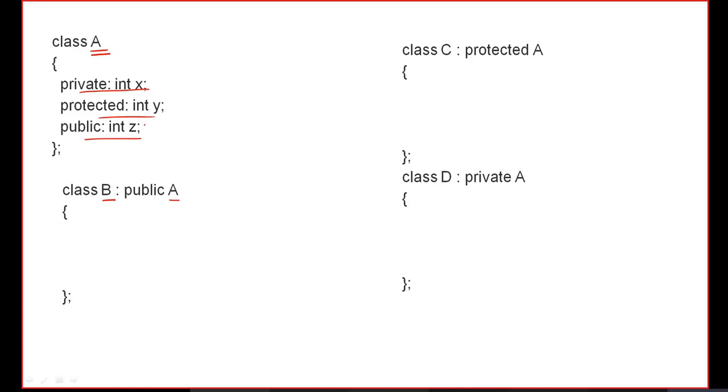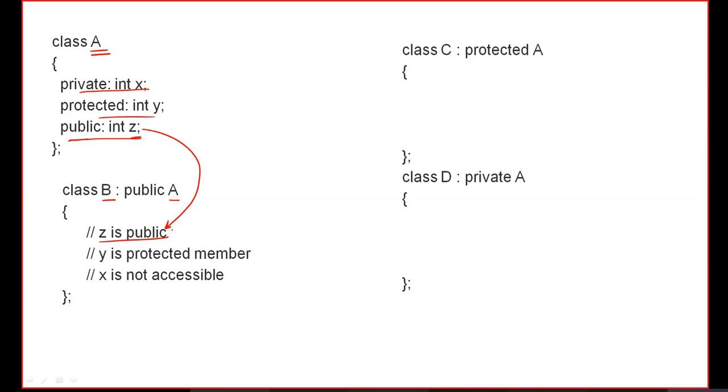What about Y? Can I have a function in the derived class which can access Y? Yes. What about Z? Z is public, so definitely it will be accessible, in the class, outside the class, everywhere. So Z lands up in the public section of my derived class. Y remains a protected member of my derived class B, and X is obviously not accessible.